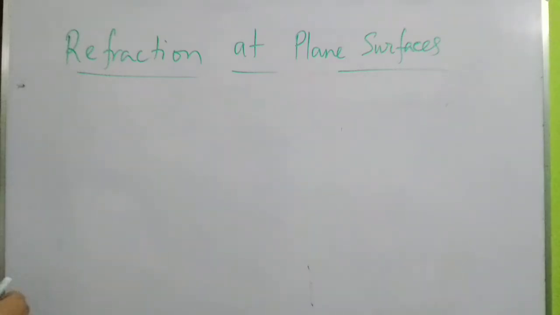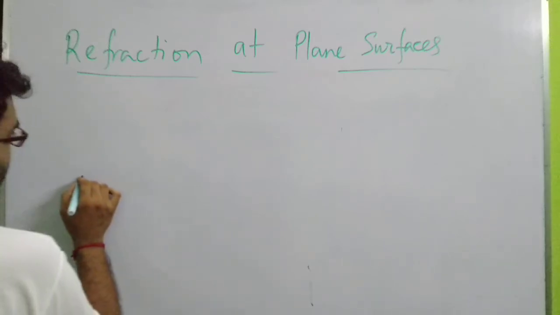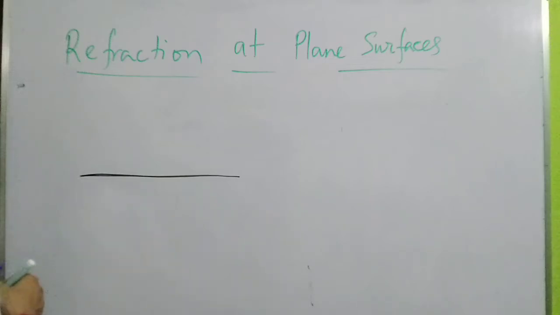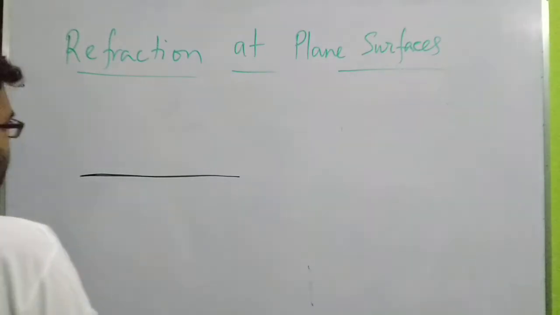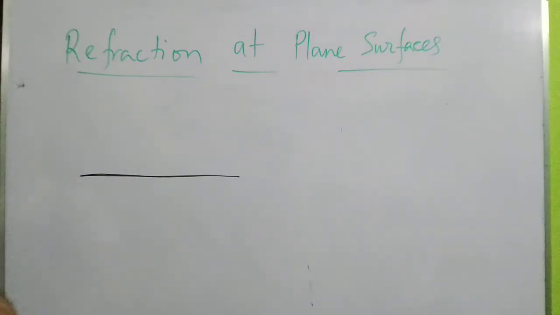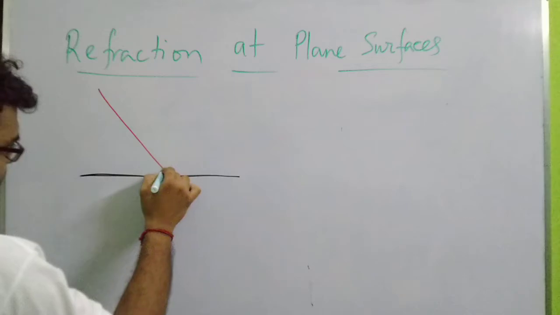Consider that light is traveling from a denser to rarer medium, or say first of all consider from a rarer to denser medium. So this is the surface separating the two media. Now light is coming from a rarer to denser medium. So let us consider that light is coming in this fashion. It falls on here.